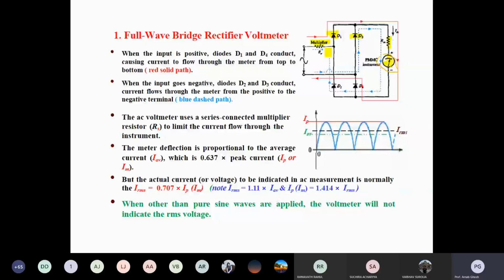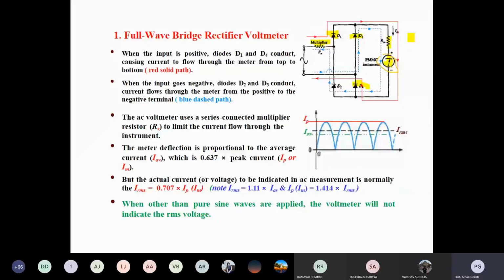What is written is that when the input is positive, diodes D1 and D4 both will be forward biased and will conduct, causing the current to flow through the meter from top to bottom. You can see the path of the current flowing is that one, positive up to negative.